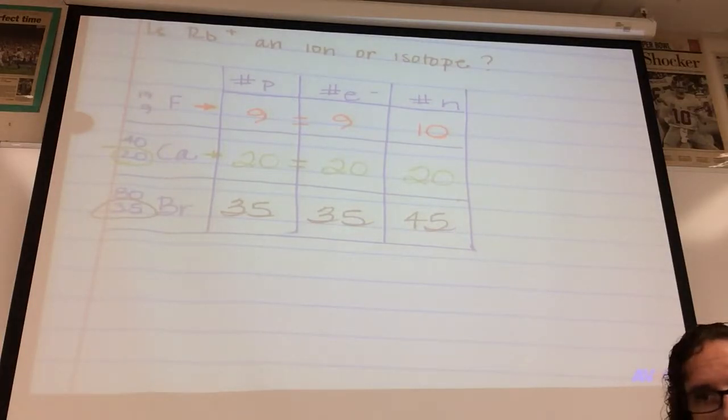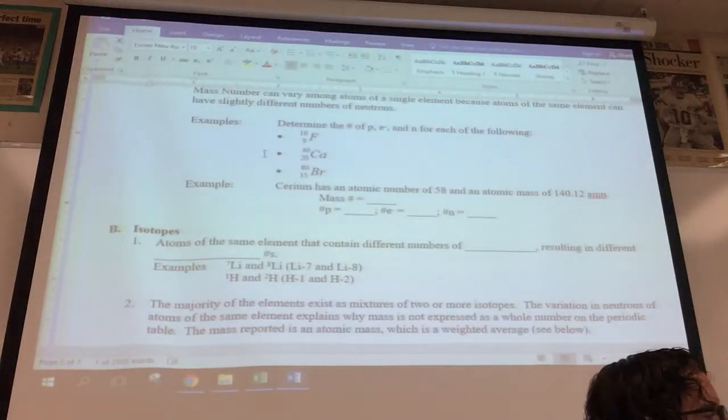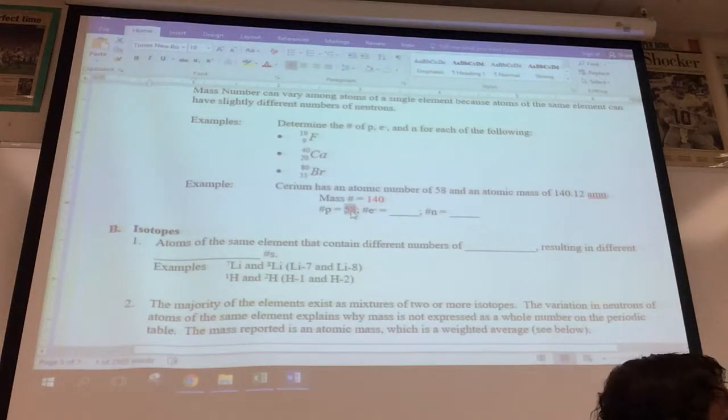You're confident with that. Okay, it says cerium has an atomic number of 58 and an atomic mass of 140.12 AMU. What's the mass number for cerium? 140 is correct, the rounded atomic mass. How many protons? 58 is correct. How many electrons? 58 is correct. And the neutrons.